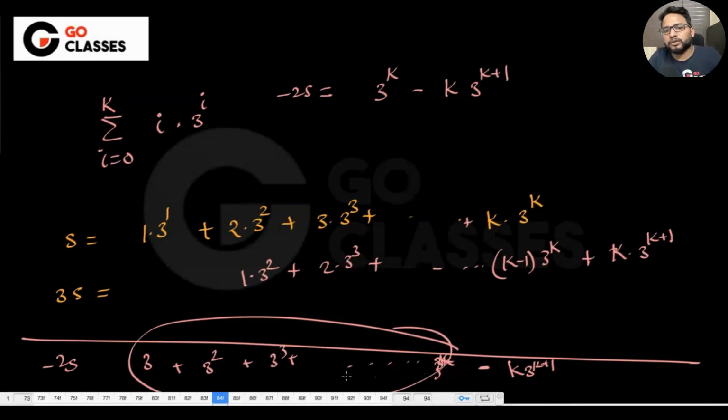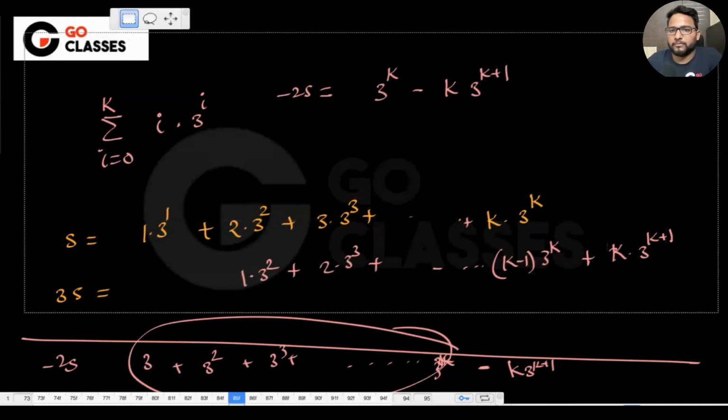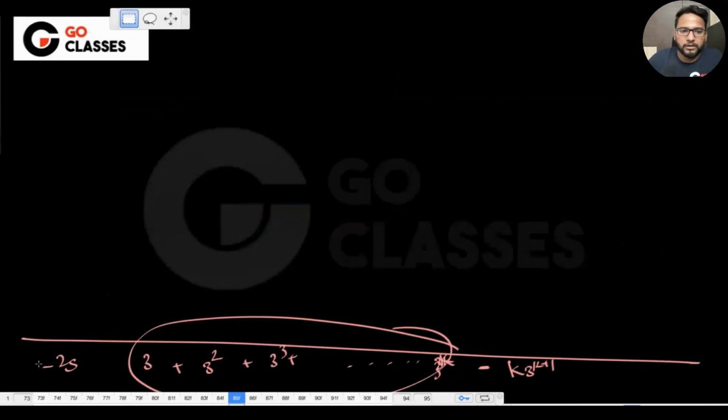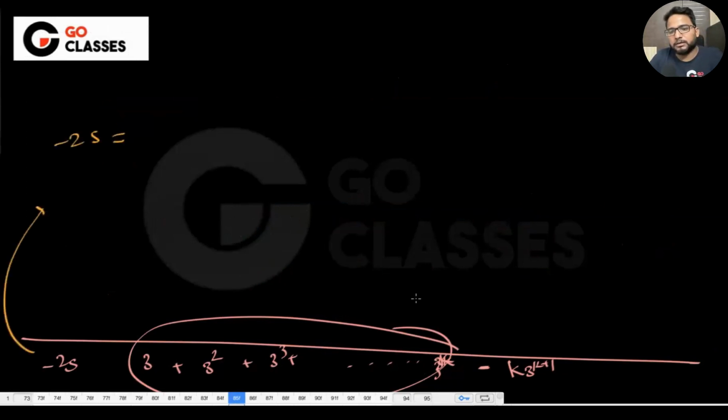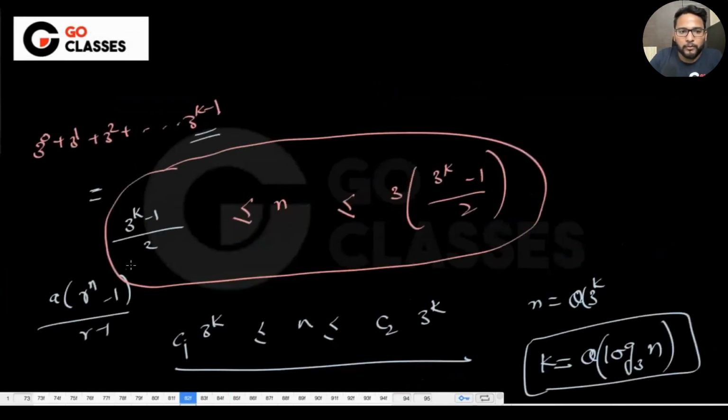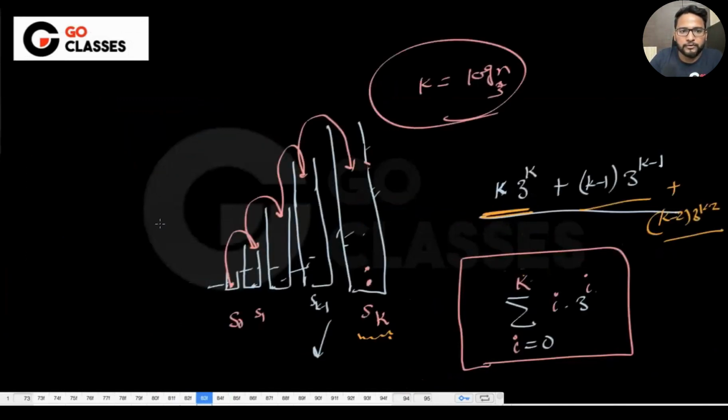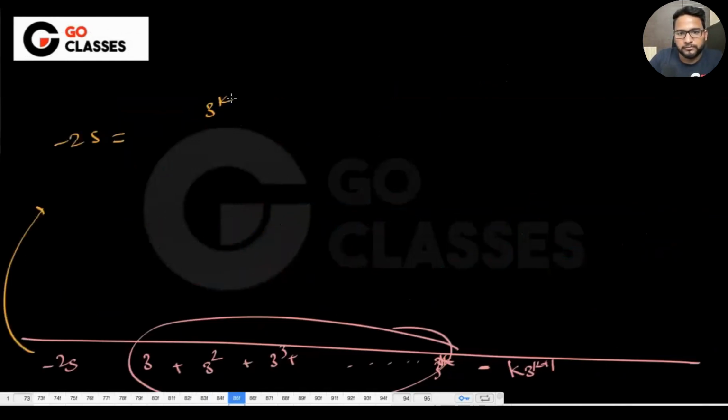What is that 3 power k? So maybe I can do it more carefully. Okay, so this term is coming out to minus 2s equal to, I think this is the formula that we have applied, a into r power n minus 1 by r minus 1, 3 power k plus 1 minus 1 by 2, right? Something like that. Minus k into 3 power k plus 1. Then s equal to k into 3 power k plus 1, minus 1 plus 1 doesn't matter. So it will be k minus 1 into something like that, right?